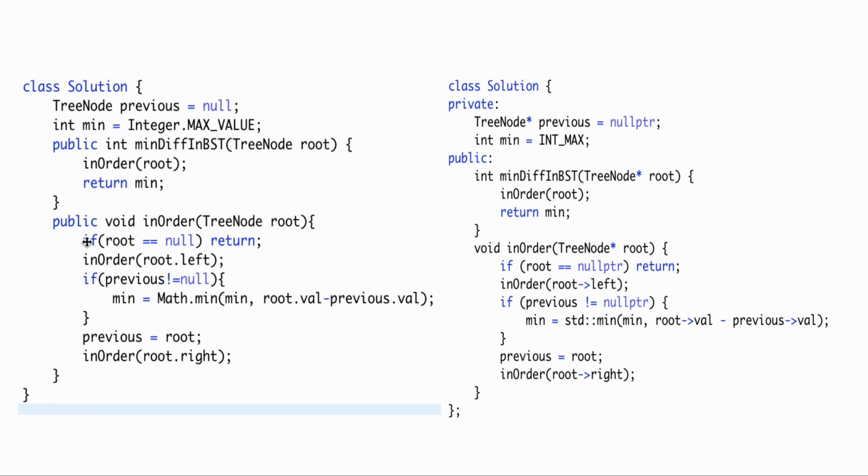In inOrder traversal, if the root is null, we will return nothing. Then we will call the same function with the left node. Then we call the right node. But in between, we can do any calculation. What are we actually doing here? If the previous is null, that is, this is the first node, we do nothing except change the previous node to the current node's value. If there is a previous node, we are computing the current difference. And if the current difference is lesser than the minimum, we will just update the minimum. And finally, we will return the minimum value.